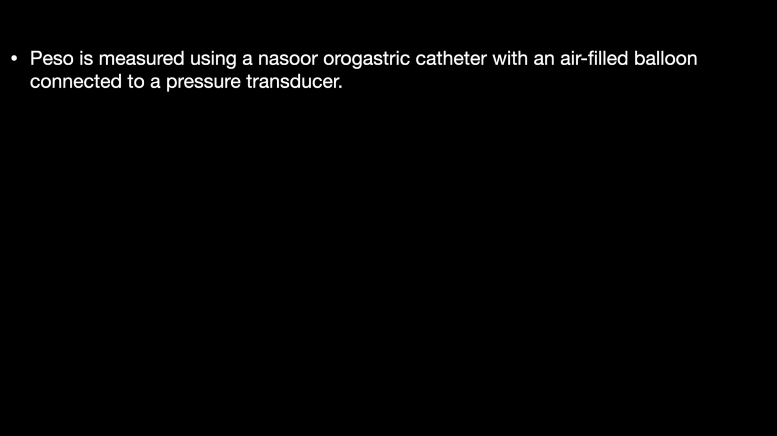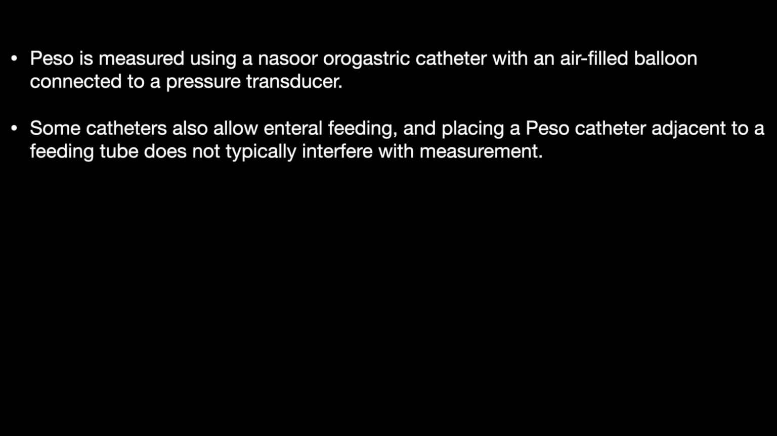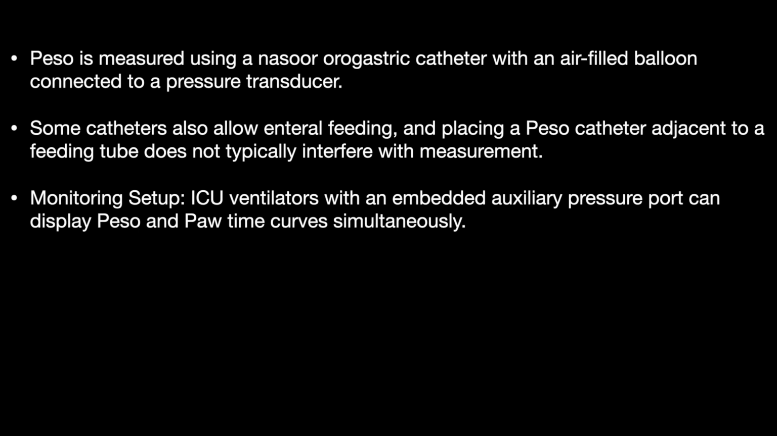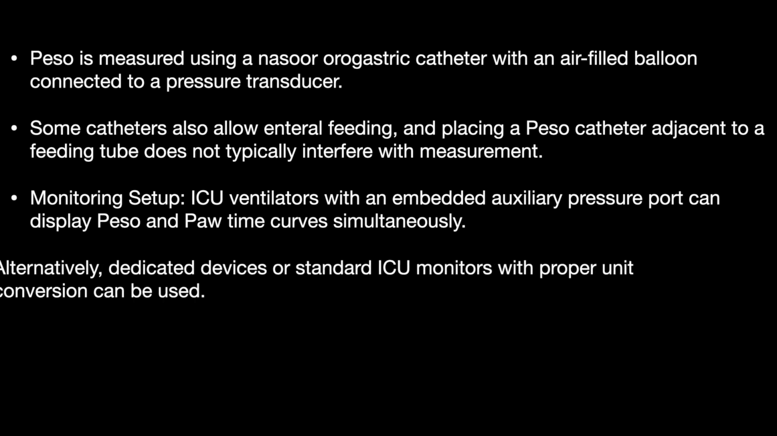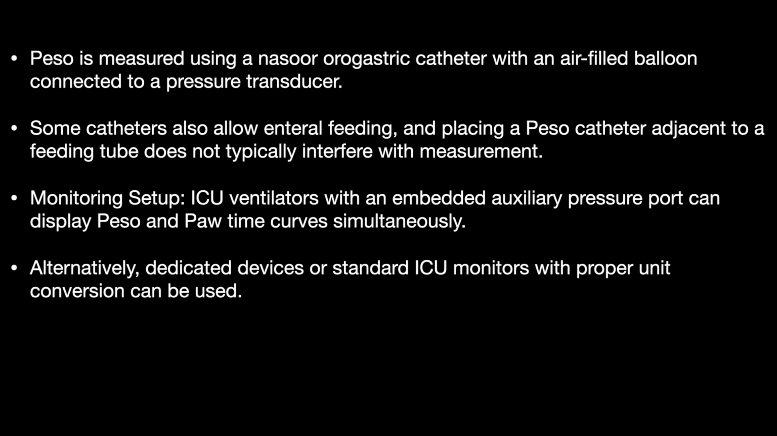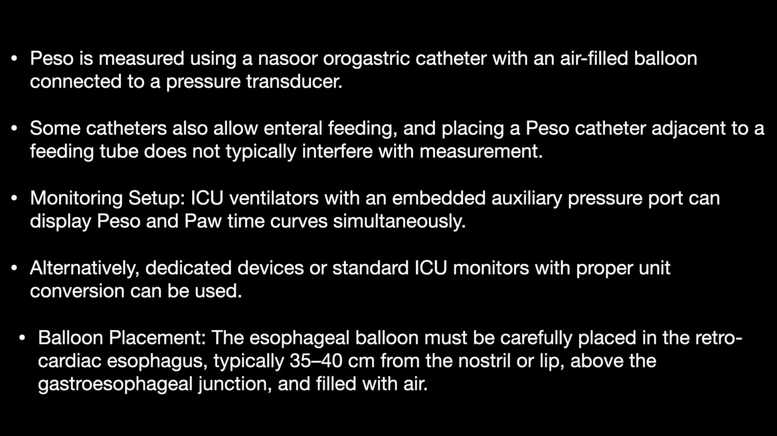So, the measurement method. Esophageal pressure is measured using a nasogastric or orogastric catheter with an air-filled balloon connected to a pressure transducer. Some catheters also allow enteral feeding, and placing an esophageal catheter adjacent to a feeding tube does not typically interfere with the measurements. For the monitoring setup, an ICU ventilator with an embedded auxiliary pressure port can display the esophageal pressure and airway pressure curves simultaneously. Alternatively, a dedicated device or a standard ICU monitor with proper unit conversions can be used.